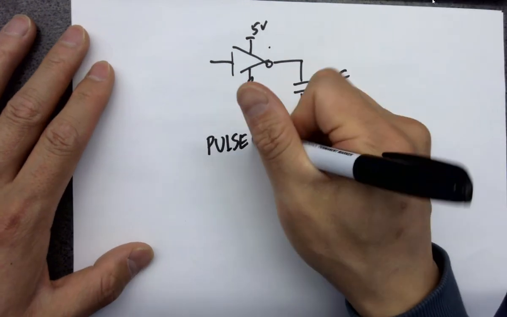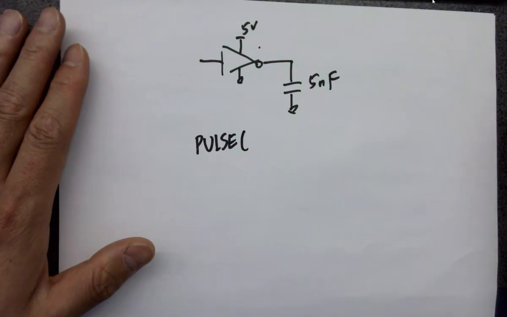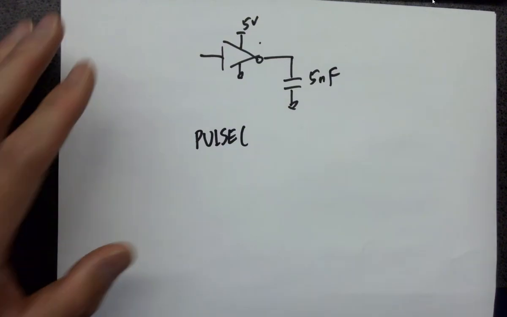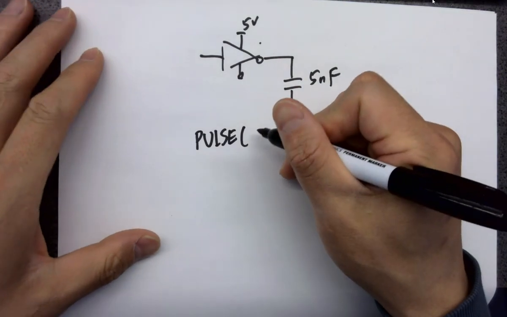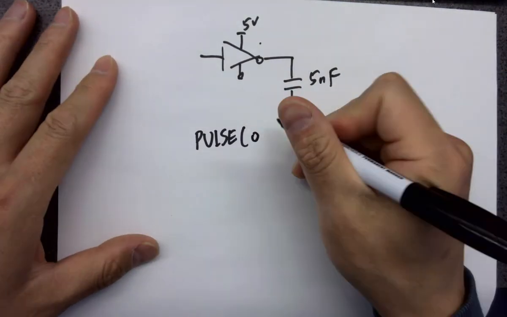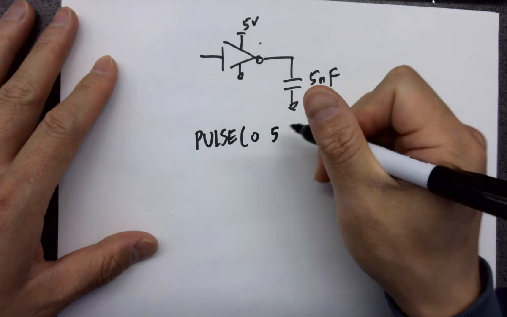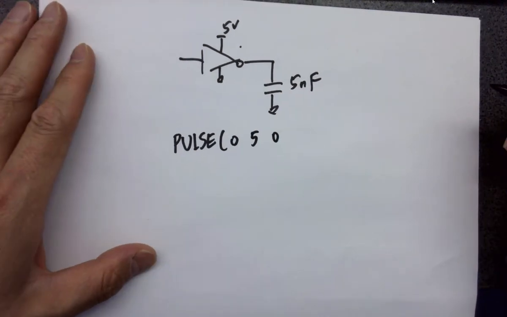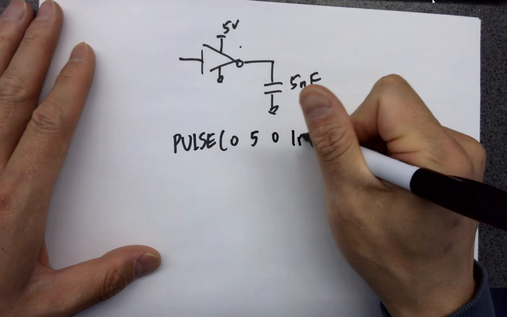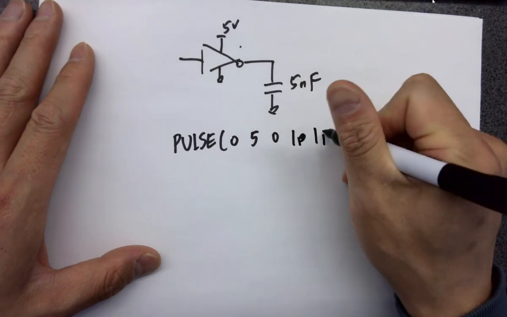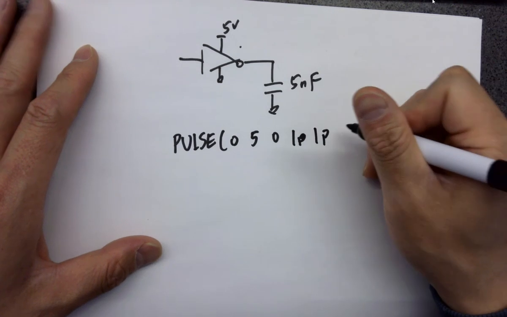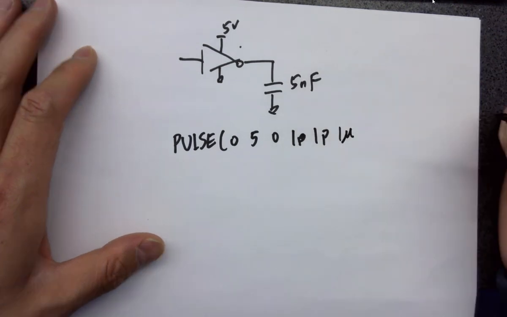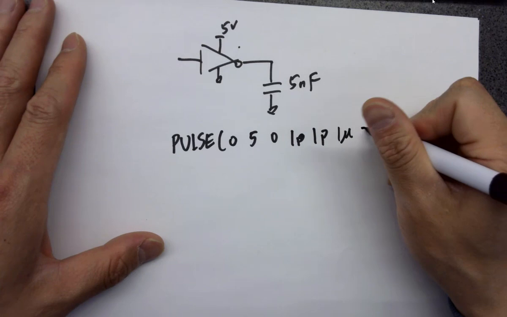I have done this so many times, running Electric VLSI simulations, so I'm assuming that you guys know what the arguments in this pulse function are, right? So what's the first one? Low voltage, high voltage, time delay, rising edge, falling edge, on time, and period.